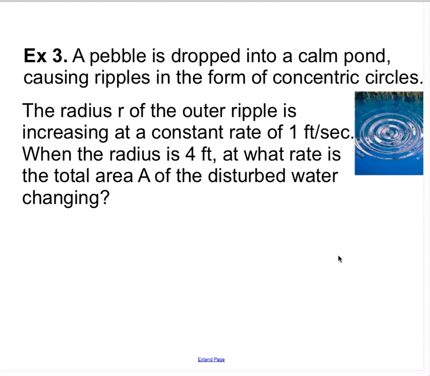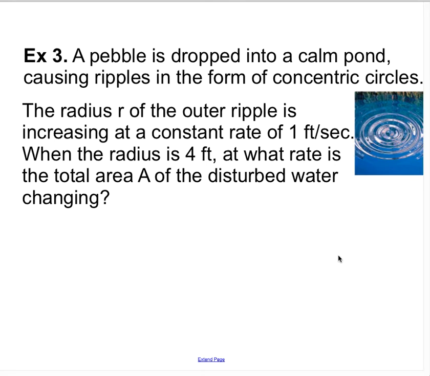So question 3 finally puts all these concepts into a word problem. A pebble is dropped into a calm pond, causing ripples in the form of concentric circles. The radius r of the outer ripple is increasing at a constant rate of 1 foot per second. When the radius is 4 feet, at what rate is the total area of the disturbed water changing?